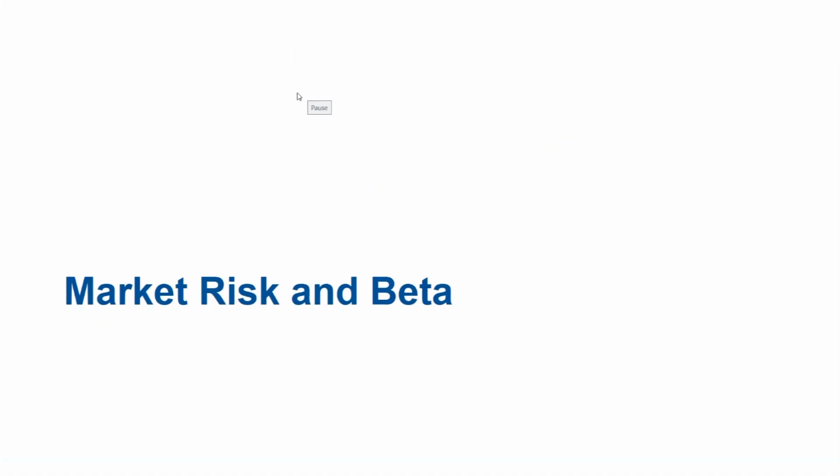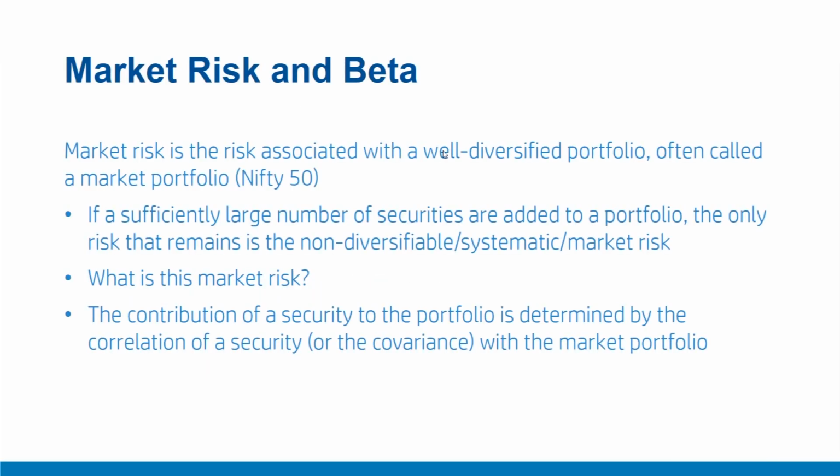Market risk and beta. In this video, we'll talk about market risk and a very important measure of market risk, which is beta, the sensitivity of a security to market risk. With the help of a simple example, we'll also try to understand the computation of beta. Usually, market risk is associated with a well-diversified portfolio. This is so because for a well-diversified portfolio, the diversifiable or stock-specific risk is eliminated and only the systematic non-diversifiable market risk matters.